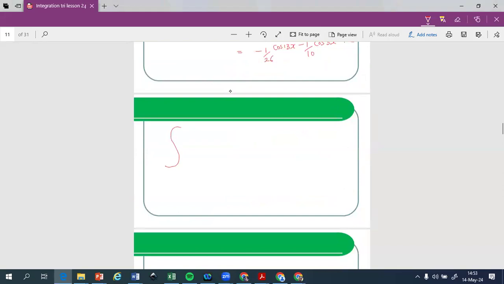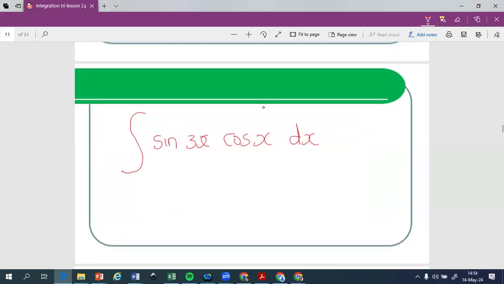This one is for you to try out on your own, and then we see what we come up with. So what are we going to try out? We are going to try out when we have still the two different things. So I want you to try out this: sine 3x cos of x dx. So let everyone try out and see how good you are now.